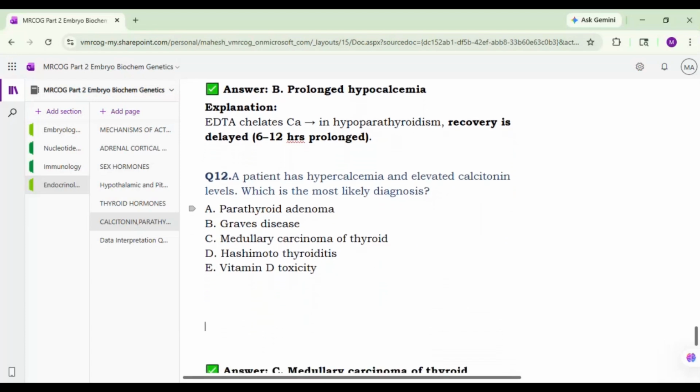Next. A patient has hypercalcemia and elevated calcitonin levels. What is the most likely diagnosis? Parathyroid adenoma, Graves' disease, medullary carcinoma of thyroid, Hashimoto's thyroiditis, vitamin D toxicity. Elevated calcitonin.